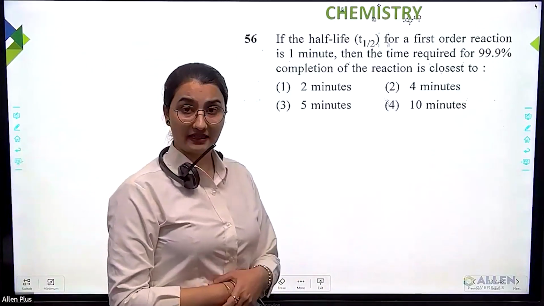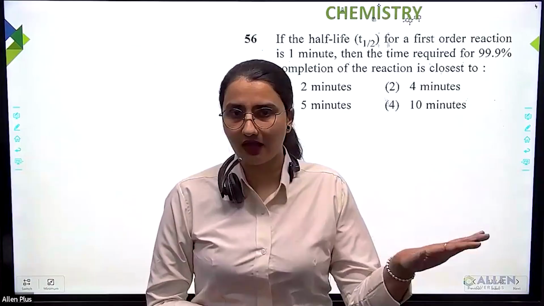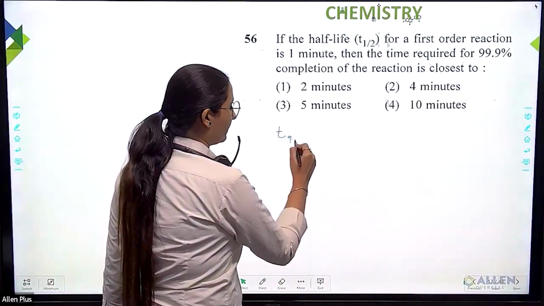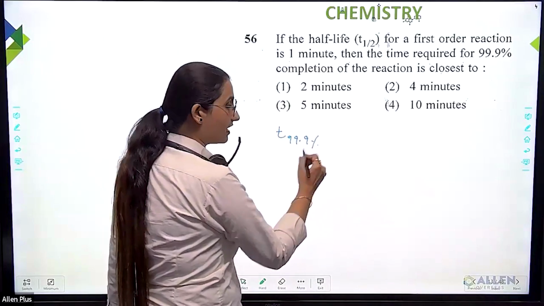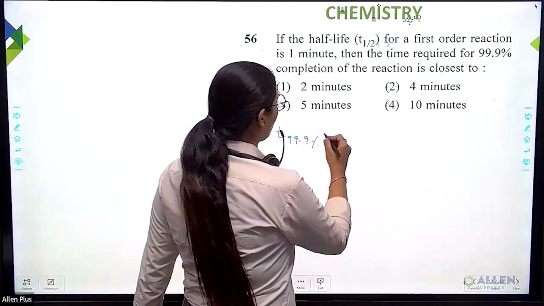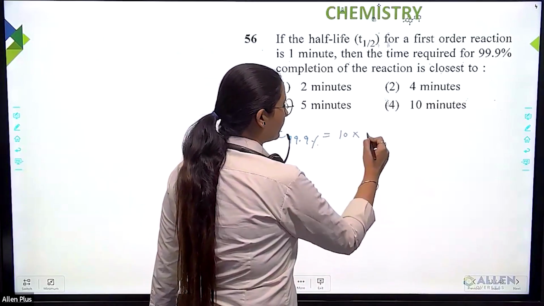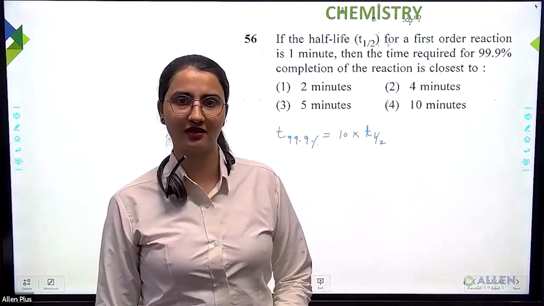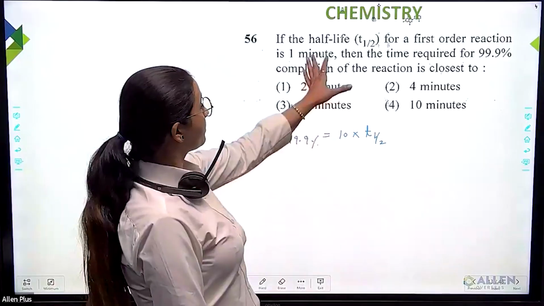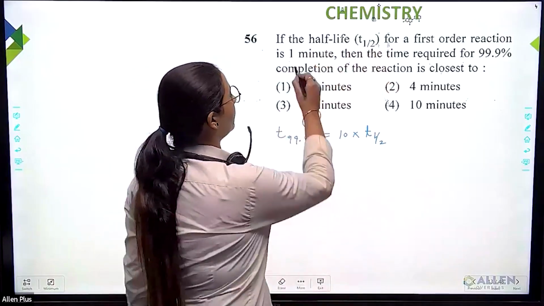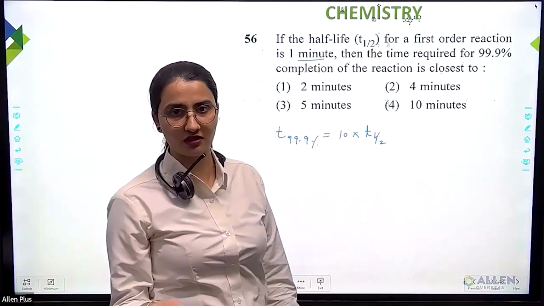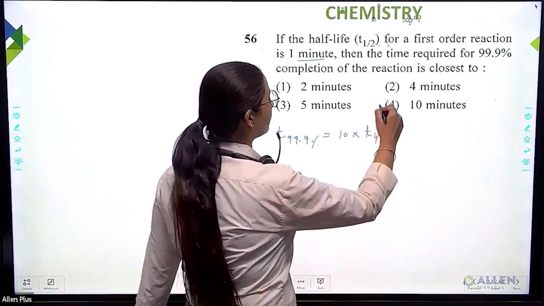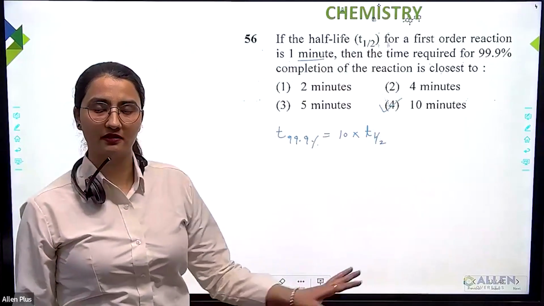Okay, this is from kinetics. We do in class also direct formula. What is the direct formula? Time for 99.5% decomposition is equal to 10 times T half. T half means time for 50% decomposition. So students, in the question, they have given T half as 1 minute. Direct question. T half is 1 minute. 1 into 10 is what? 10. Answer is 10 minutes. Over.